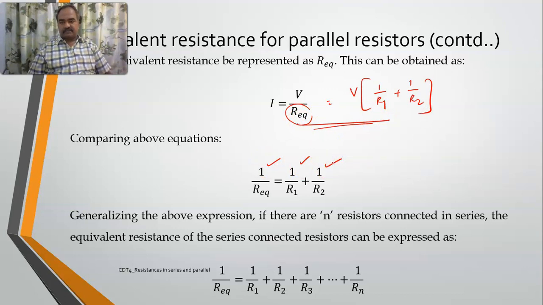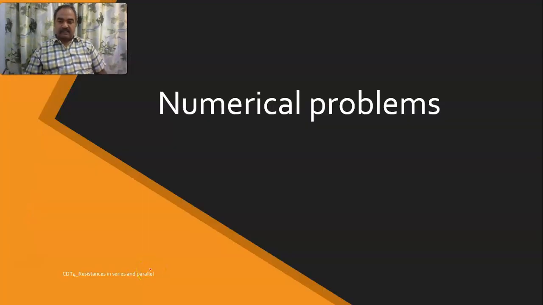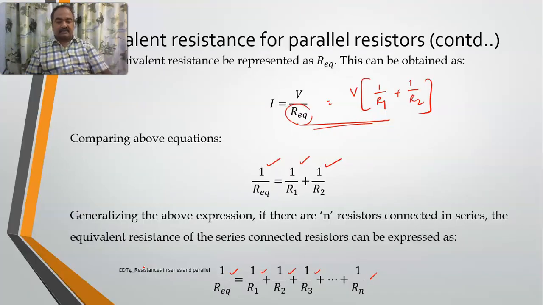If I generalize this expression for parallel connected resistors, what is the equivalent resistance? 1 by R equivalent is equal to 1 by R1 plus 1 by R2 plus 1 by R3 up to 1 by Rn. Try to remember this point. Once again, I'll repeat it. If the resistors are connected in series, means they are carrying the same current, their equivalent value is R1 plus R2 plus R3. If the resistors are connected between the same ends, or they have the same potential drop across them, then their equivalent resistance is this.